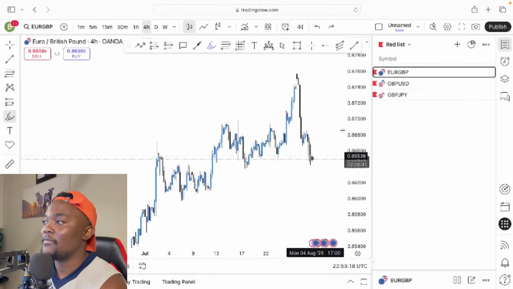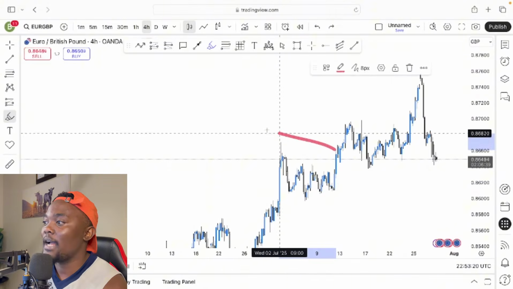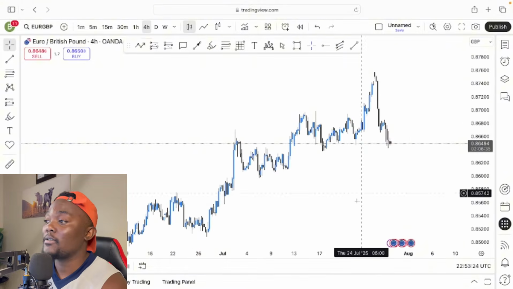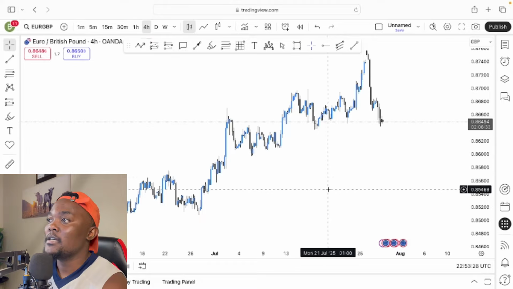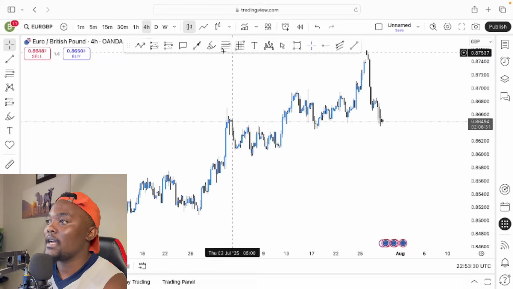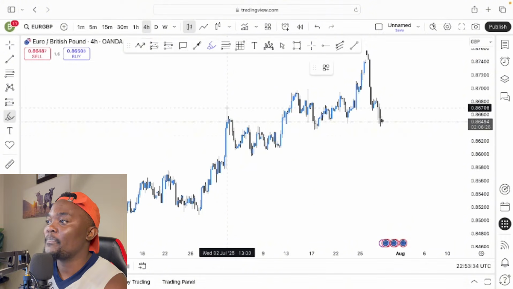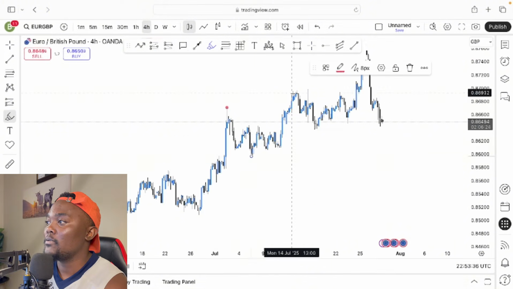So the 4-hour time frame is the time frame that I mostly use whenever I'm analyzing. The first thing is to look at the overall market structure. As you can see here, we're creating higher highs and higher lows. If you can just spot them nicely, you'll see that this is your high, your low, then you have your high, then you have your low around here.